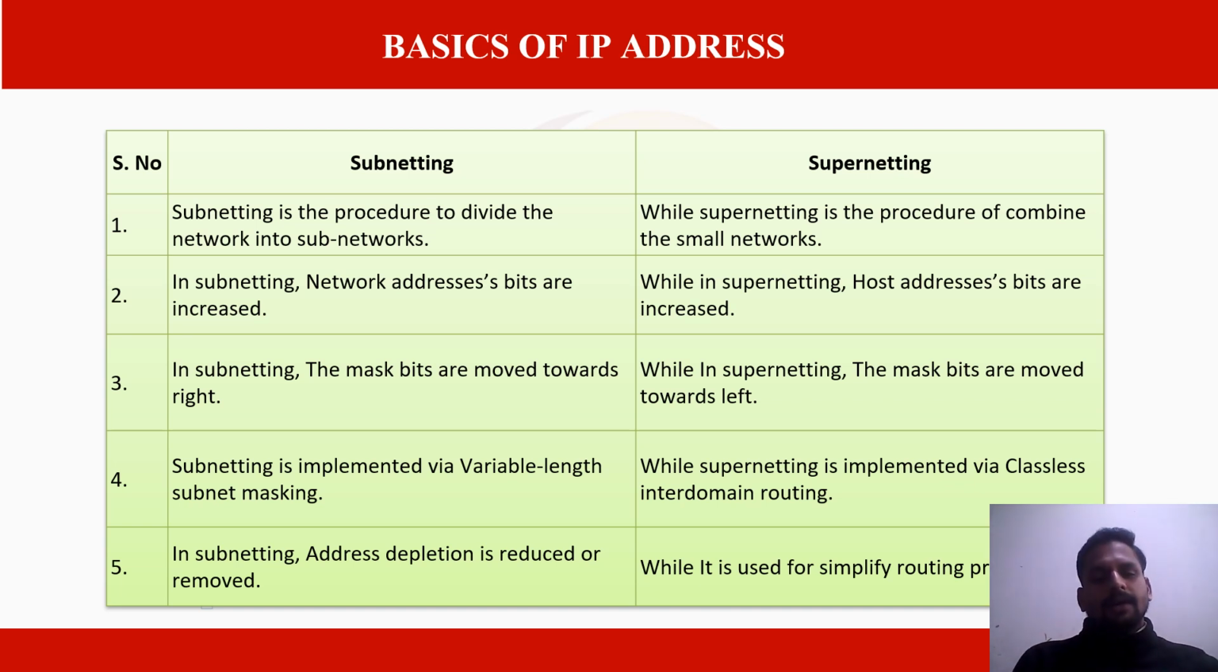Okay, and in the fifth point, this is the last point, in subnetting, address depletion is reduced. So they are telling that address depletion is reduced here. So what will happen here? It is a direct opposite reaction. So in the supernetting, it will be increased. That's it.